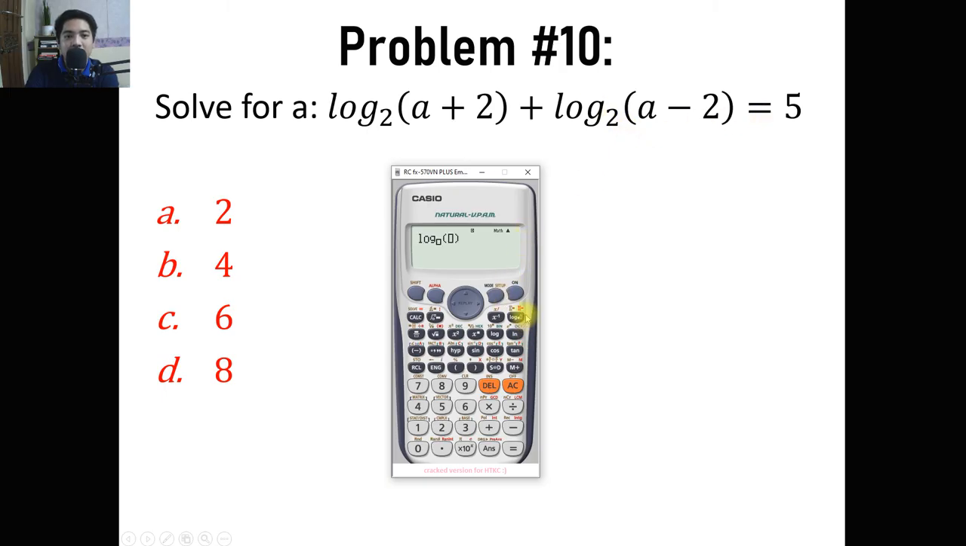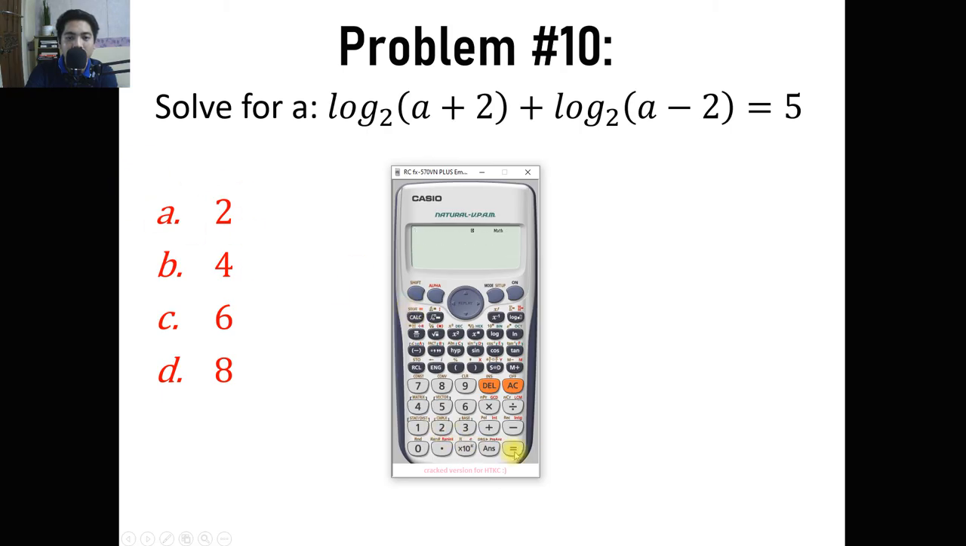Same process. In shift solve, we can replace the variable a by x. So we have log base 2 of x plus 2. Again, we replace the variable a in our calculator with x so that we can perform shift solve. Plus log of alpha x minus 2 with the base 2, equals 5. So shift solve from the choices, initial value.